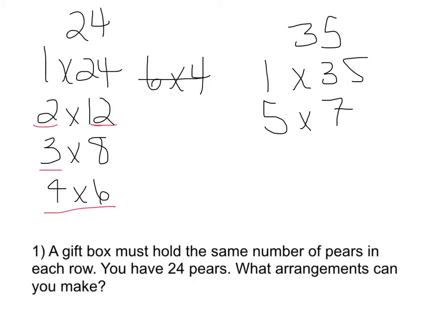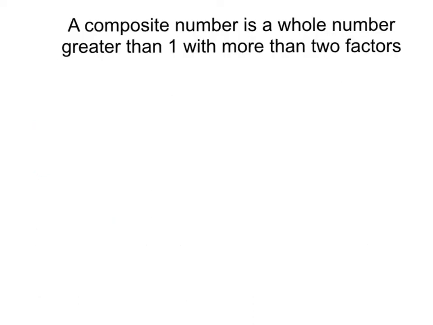Pause the video and try this word problem in your notebook. Be sure to start a new section, label it exercises, number the problem and copy the original problem into your notebook. A gift box must hold the same number of pairs in each row. You have 24 pairs. What arrangements can you make? What it means by arrangements is, what can the different boxes look like? All you're really having to do is find the factors for 24.